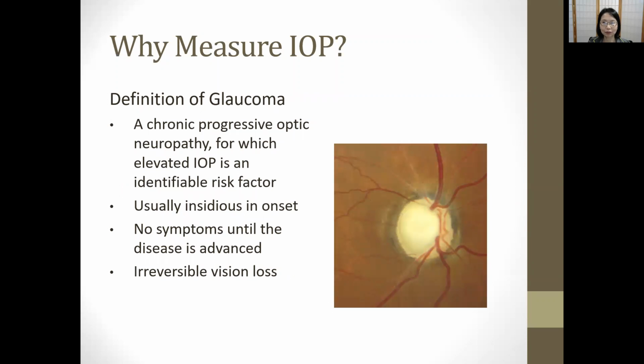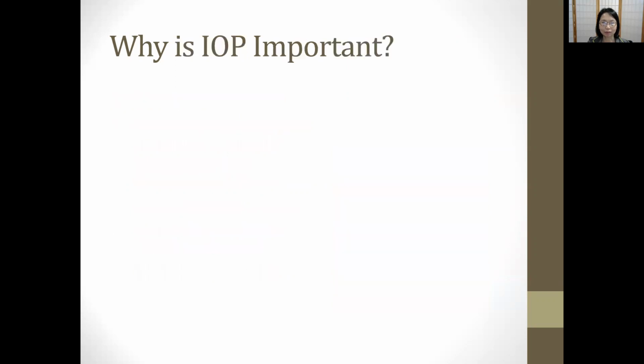So why do we measure intraocular pressure? The definition of glaucoma is that it is a chronic progressive optic neuropathy for which elevated intraocular pressure is an identifiable risk factor. It is often insidious in onset. It has no symptoms until the disease is advanced, and unfortunately, it causes irreversible vision loss. Hence, IOP being an identifiable risk factor is important for us to know when it comes to assessing for glaucoma.